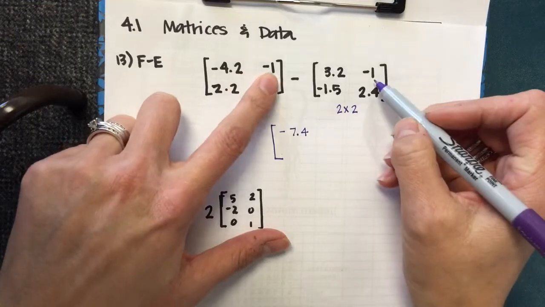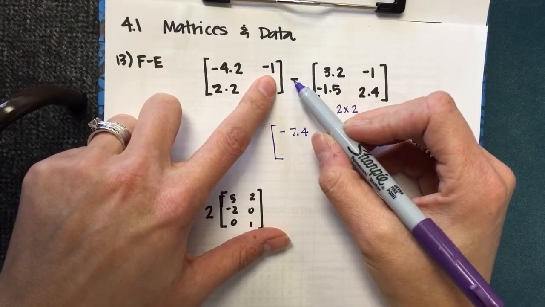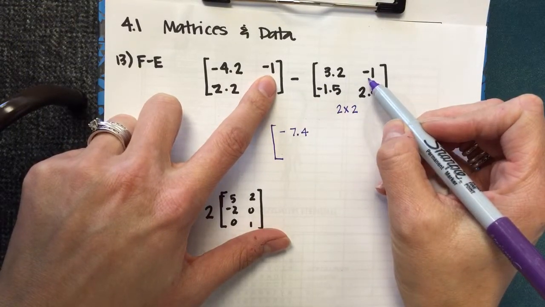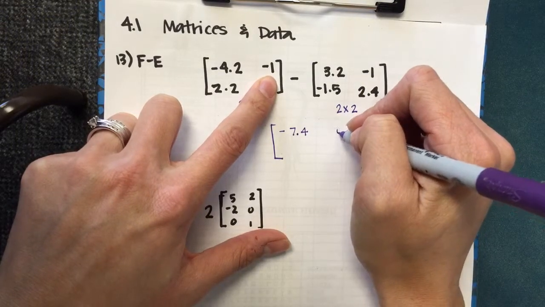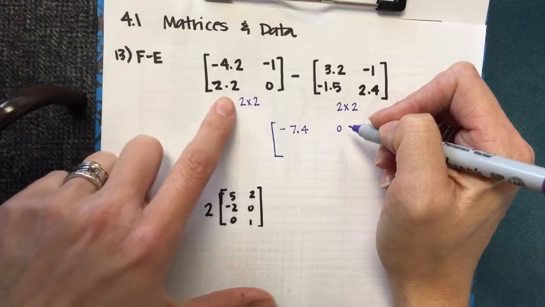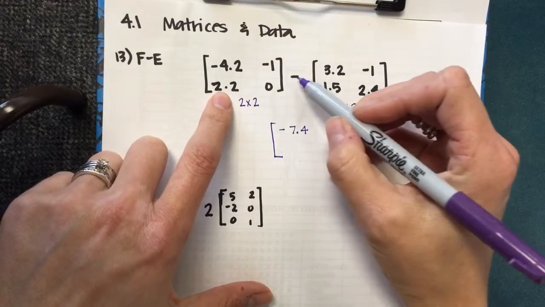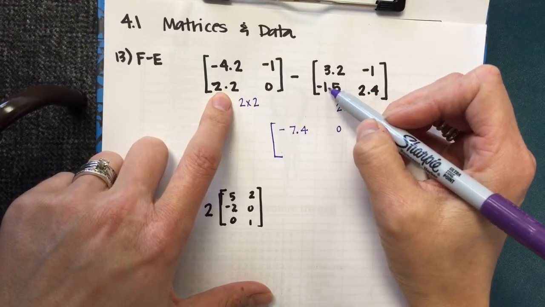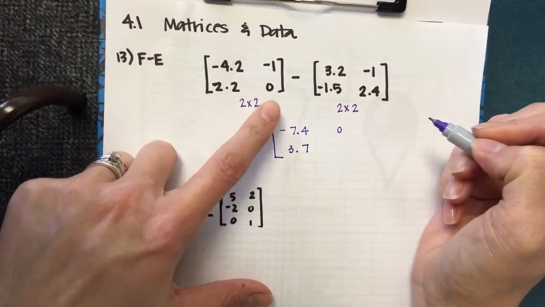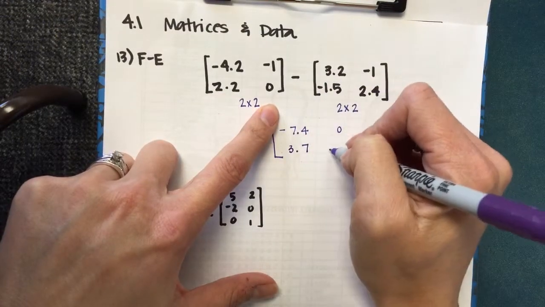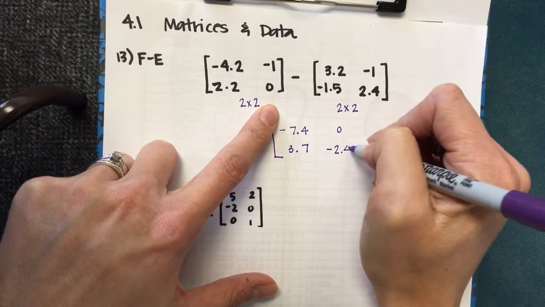And then go to the next spot. Negative 1, subtract negative 1 means that you're actually going to add. If you subtract a negative, you add. So negative 1 plus 1 is 0. Same with this one. 2.2 minus a negative is going to make that plus 1.5 is 3.7. And 0 minus 2.4 is negative 2.4.